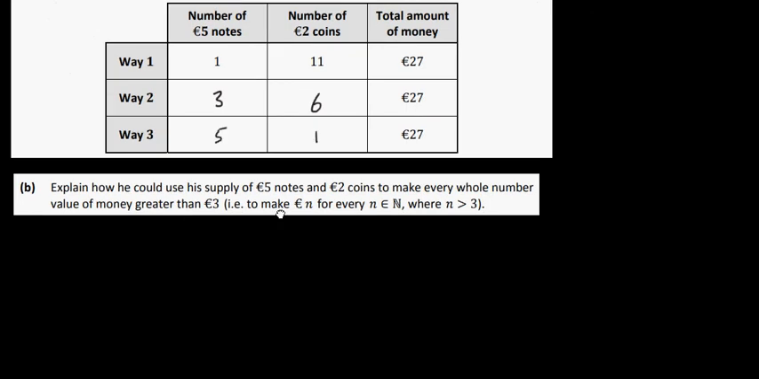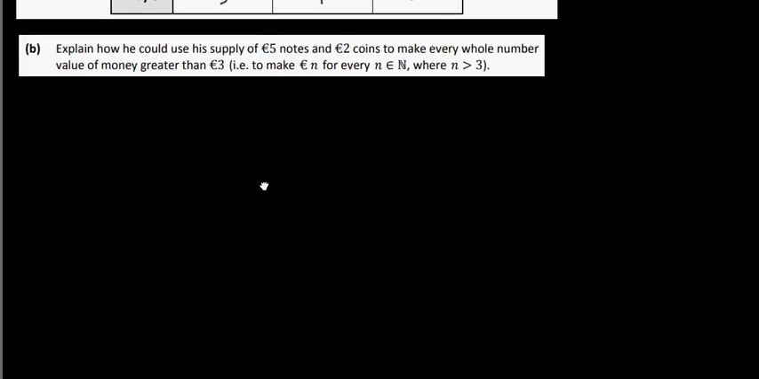Part B then just says explain how he could use his supply of €5 notes and €2 coins to make up every whole number value of money greater than €3. So we've got to start with €4, €5, €6, etc. We've got to keep going. So how could he do this?